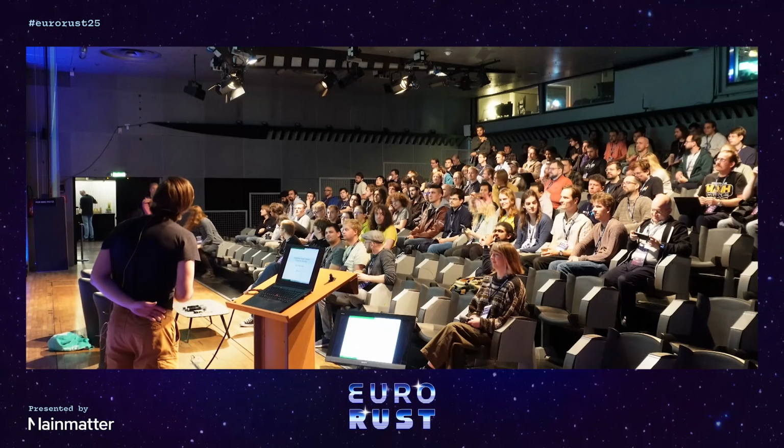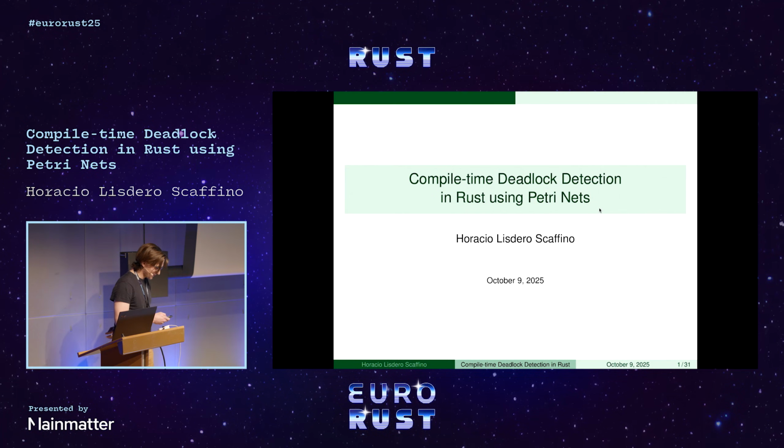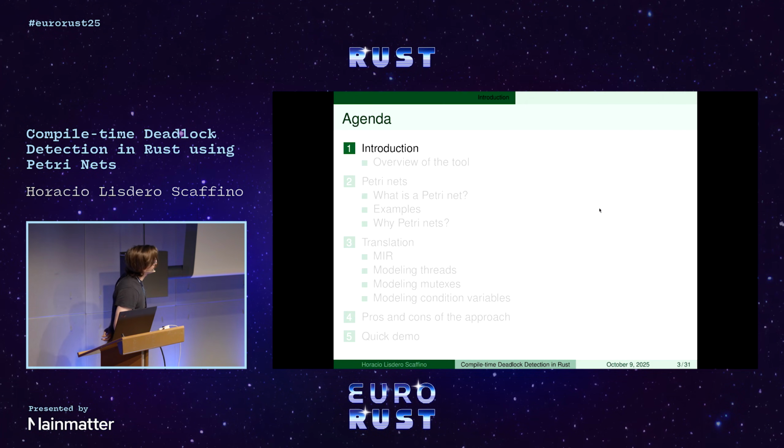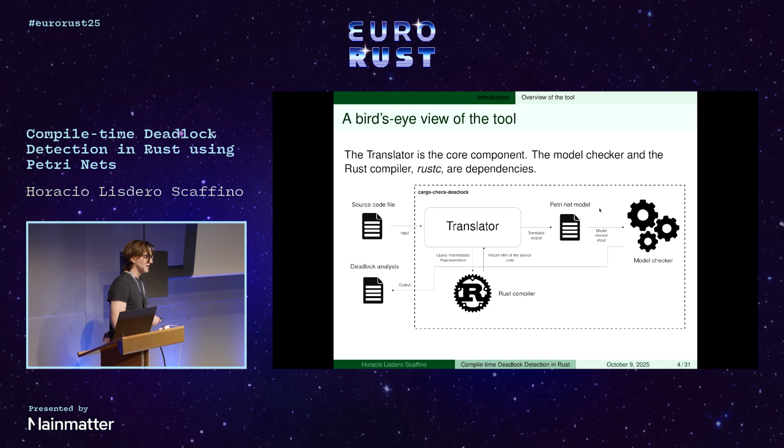So today we're going to talk about compile time deadlock detection in Rust using Petri nets. Let's first have a look at the tool itself I coded. From a bird's eye perspective, the tool is a translator that converts the Rust source code into a Petri net model, which is a graph. And this Petri net model is then fed into a model checker that verifies exhaustively if the Petri net can come to a deadlock. And this is the output that the program generates.